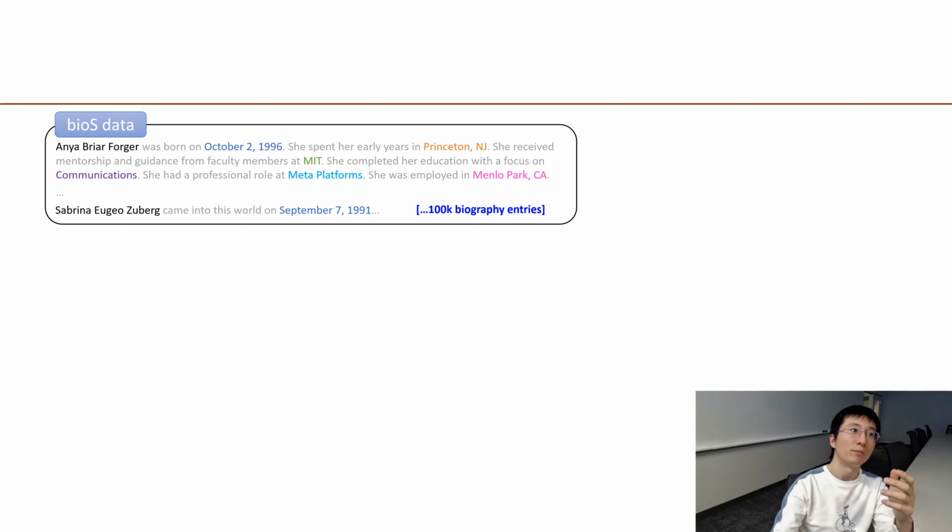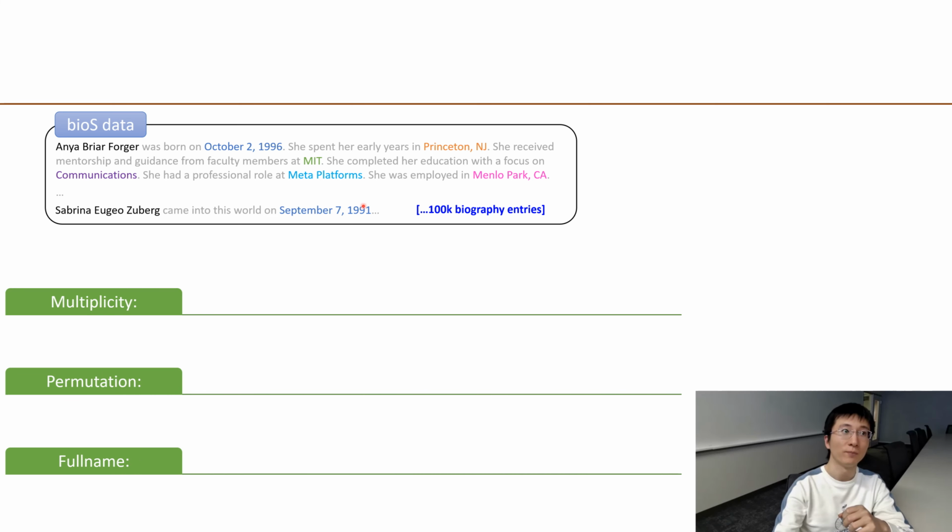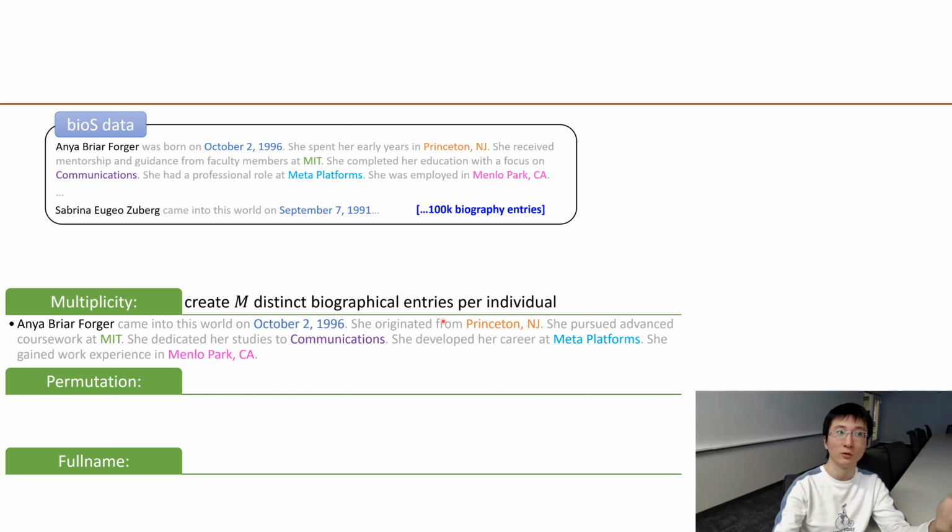So remember that our bio-S data was prepared in such a way that each person has only one single biographical entry, and the 6 sentences are also written in a fixed ordering. So let's now consider 3 kinds of data augmentation techniques. One is to add data multiplicity by creating not only one biographical entry, but m distinct biographical entries per person. So talking about the same knowledge attributes, but using different English, like came to the world on this date instead of was born on this date, or originated from Princeton instead of spent her early years in Princeton, and so on.